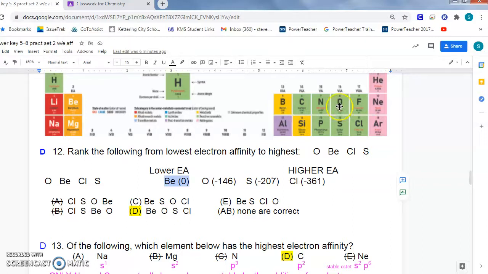Now, oxygen is smaller than sulfur. So our tendency would be to expect oxygen, since it's smaller, to be better at attracting and holding an electron. If it's better at attracting and holding it, we would expect oxygen to have a higher affinity than sulfur. But it doesn't. And that's because oxygen is almost too small.